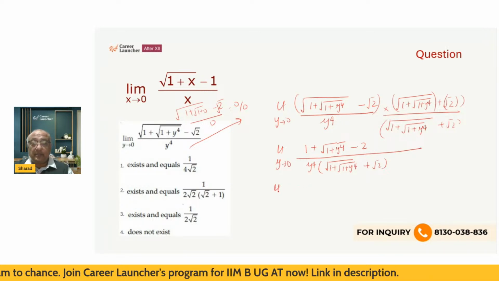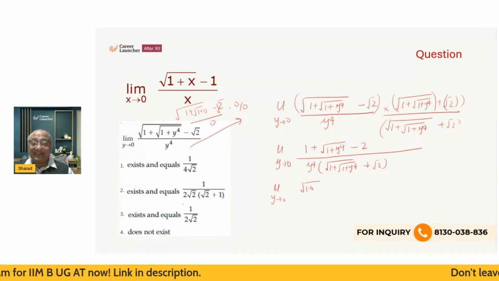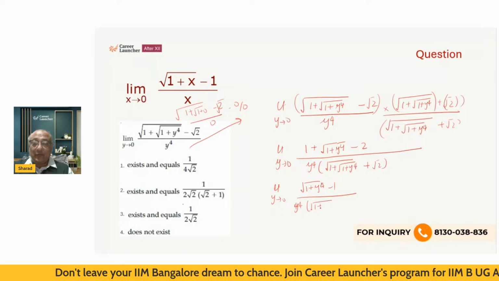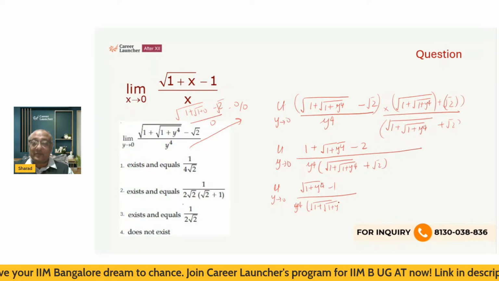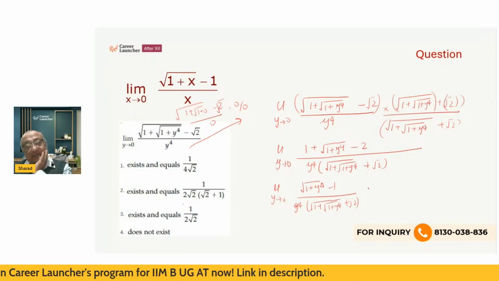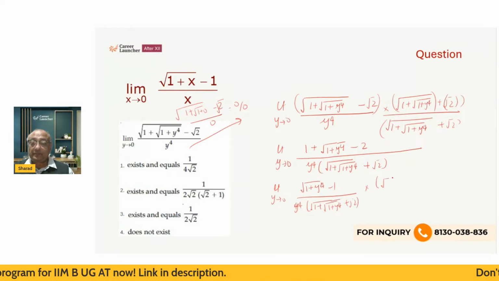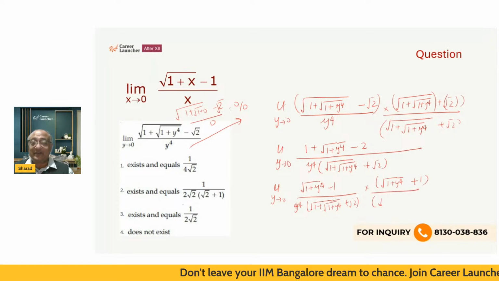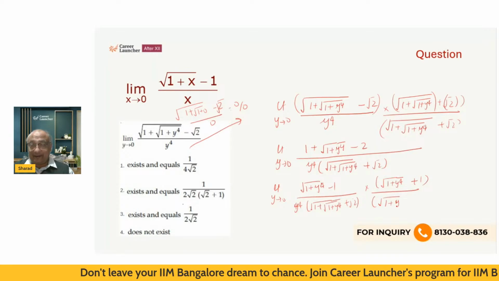This will become limit y tends to 0. Now let us see. Again I am stuck. Why? Again it is 0 by 0 form. So we are not stuck, don't worry. We are not stuck at all. We are very close to our solution. 1 plus root 1 plus y raised to power 4 plus root 2. Now what to do? Again this is 0 by 0. Again multiply by the rationalizing factor, and then voila. Now this will be clear, right?